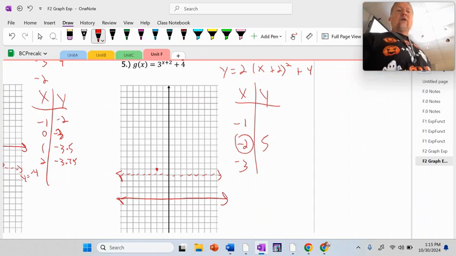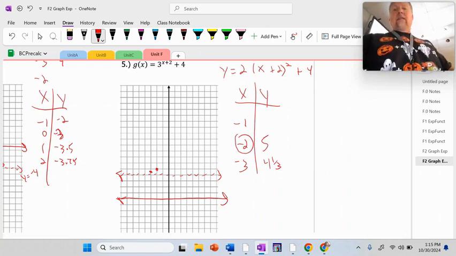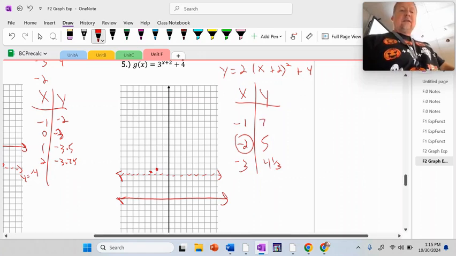-3 plus 2 is -1. 3 to the negative first is 1/3. 4 and 1/3. That's enough. -3, 1, 1, 2, 3, 4 and 1/3 is barely above 4. That's enough. I know that's what's happening there. It's getting to that asymptote. Then -1 plus 2 is 1. 3 to the first is 3. Plus 4 is 7. That should be enough to know 1, 2, 3 more.